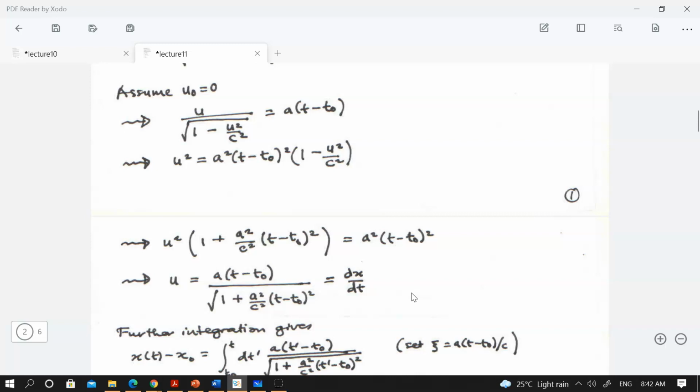This is a bit confusing. Your u earlier in the Newtonian case was the initial velocity, but your u here is the final velocity, because what we did was u naught is your initial velocity for this particular case, and we have taken this to be equal to 0. So this is really your final velocity. Please be aware of this notational change.